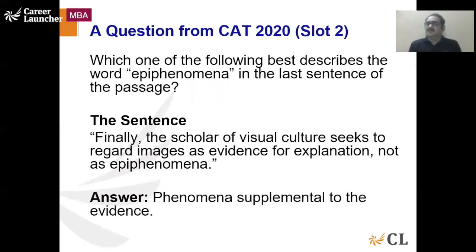Well, to go straight into the meaning, this is the acceptable answer: phenomena supplemental to the evidence. Epiphenomena means it is talking about something which supports. We don't need this, we need the actual evidence, is what the author says. This is a straight vocab question that came in CAT 2020.